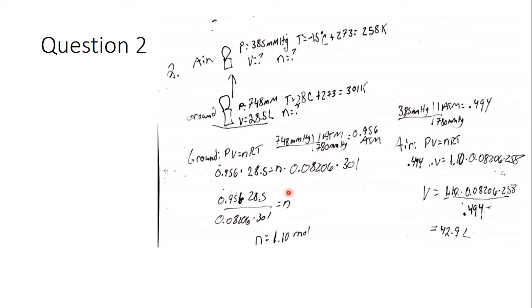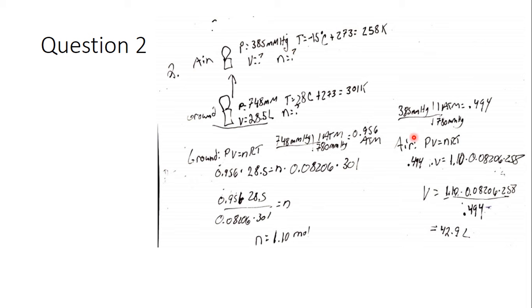Rearrange to solve for n. So you divide each side by 0.08206 and 301. You found we have 1.1 moles of gas in our balloon. And remember, I said this n on the ground and the n in the air is the same.